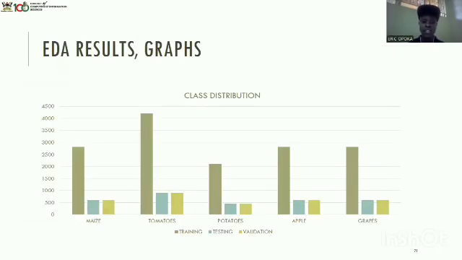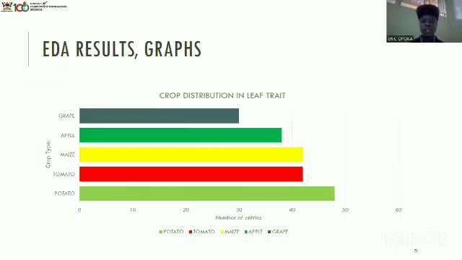So these are the results for the training. For the first data set, which was the maize, like you have seen, we divided everything into 70%, 15% and 15%. 70% was for training, 15% for validation, then 15% for testing. That's the class distribution. Moving on, we have the class distribution in the leaf traits, which shows the crop type plus the number of entries. That's the crop distribution in the leaf traits. In this case, potato was somewhat biased because it had more leaf traits.